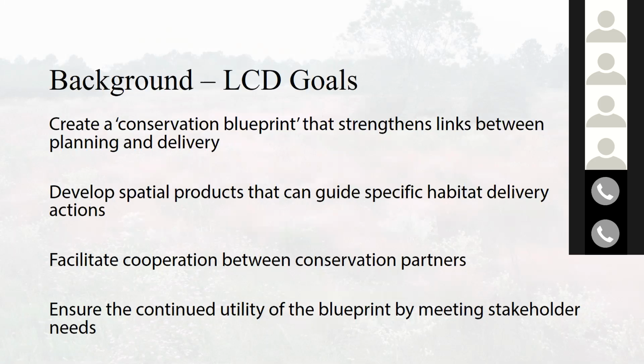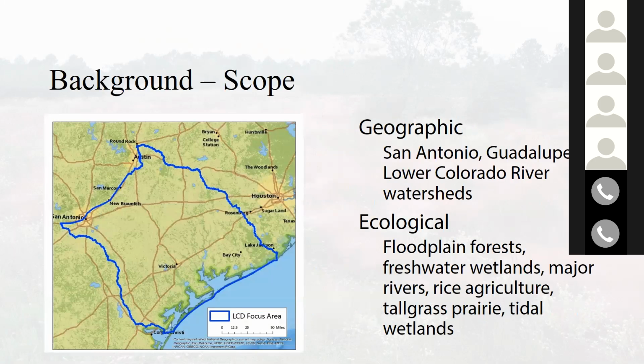And throughout this whole process, we've tried to make it participatory to make sure we meet all these goals. And we think this outreach stage is going to further help us meet these goals and make sure that people know how to use the products and that there's a continued utility of it, and also to help facilitate that cooperation between partners.